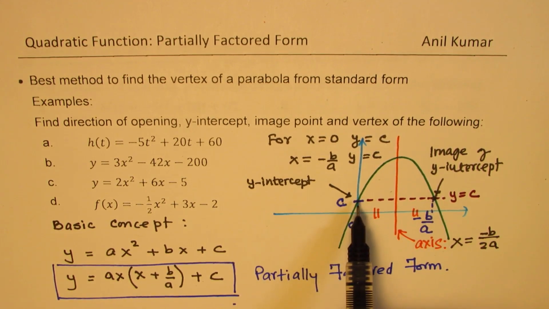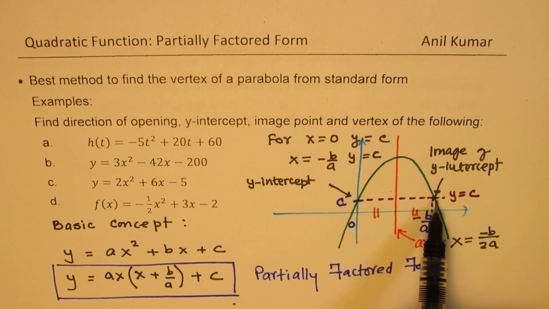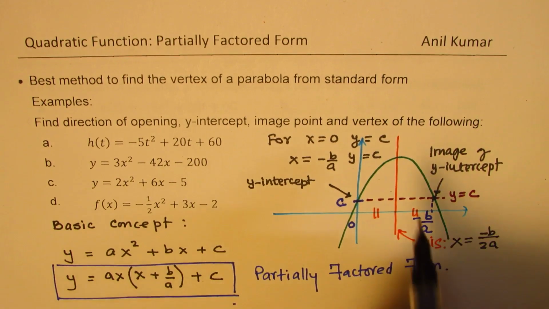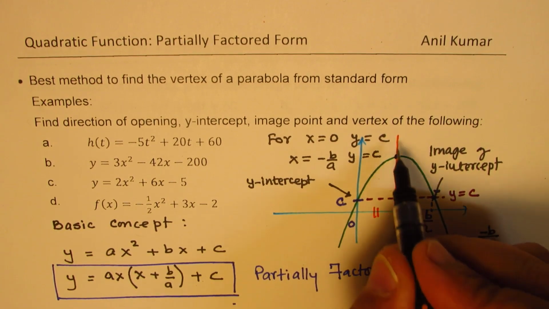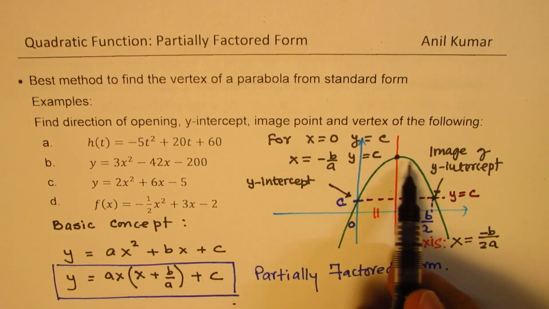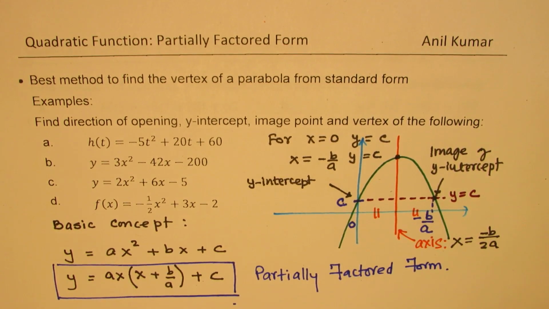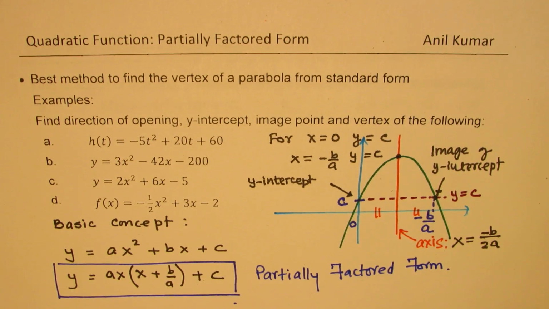So if I have the y-intercept, I could get the image of the y-intercept. And midway between these two points is the axis. And once we know the axis, then the value of the function at this x value gives us the vertex. Do you see that? Correct? So we're going to use this concept to find the vertex for all the four equations given here. Perfect?